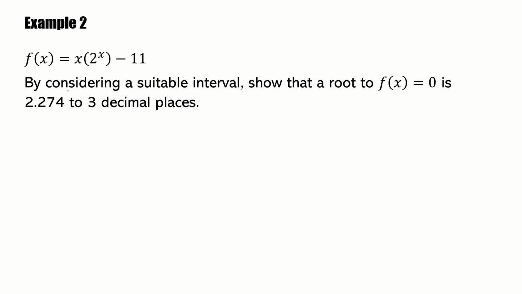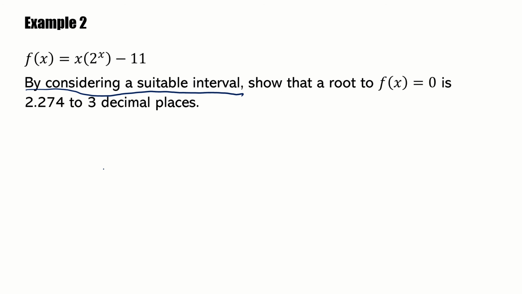But they tell us, by considering a suitable interval, show that the root is 2.274 to 3 decimal places. Now, because they've used the words by considering a suitable interval, that's what gives you the clue that it's a change of sign question. But what is the interval? Last question we had, they gave us what the numbers for the interval were going to be, whereas this time it's rather open-ended and instead we're just told what we need to show the root is.